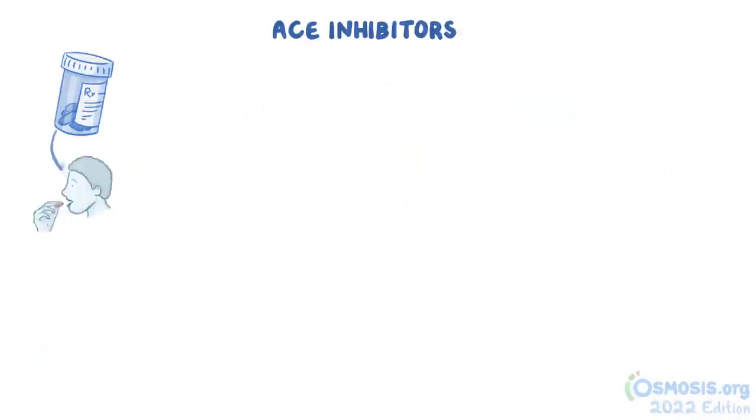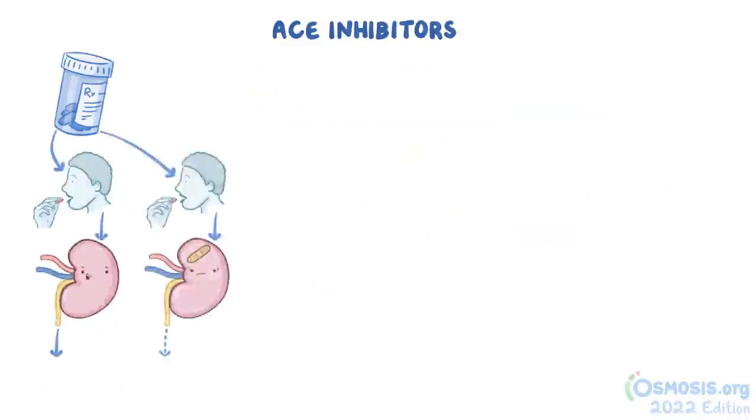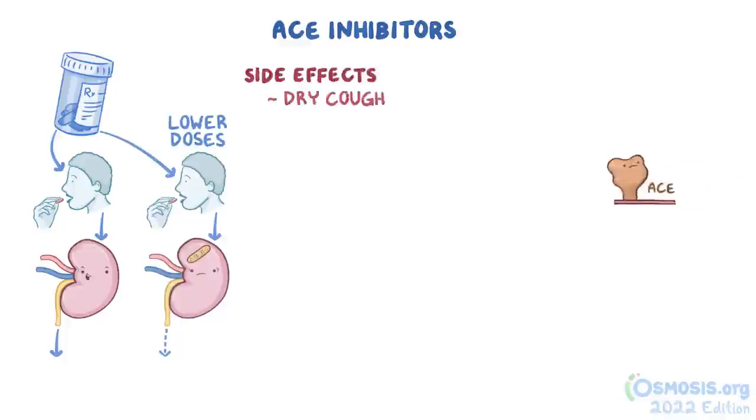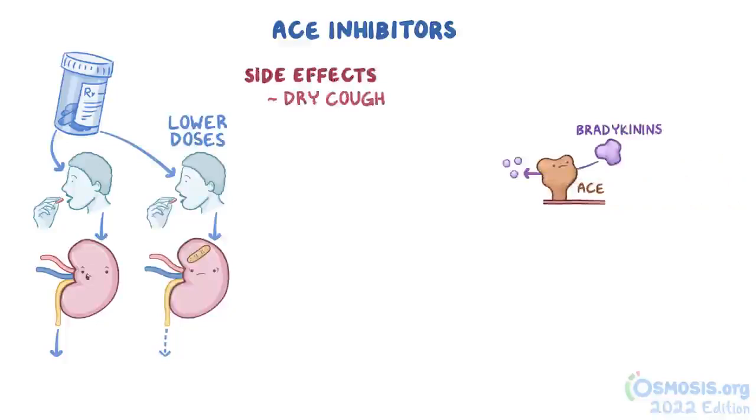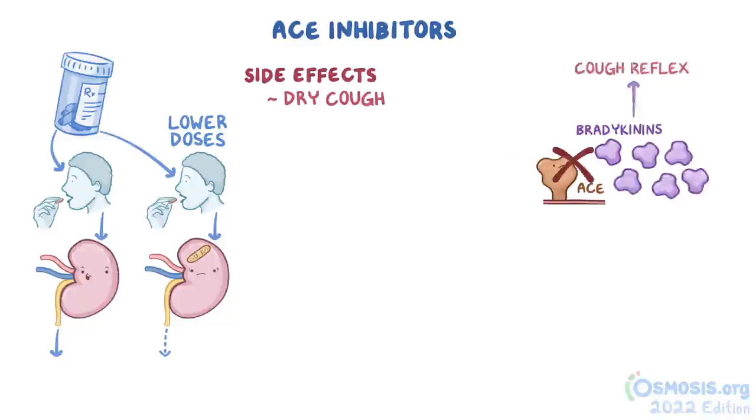Most ACE inhibitors are taken by mouth and they are eliminated by the kidneys, so care must be taken with people that suffer from renal impairment, who must receive lower doses. Now, the most common side effect of ACE inhibitors is a dry cough. Normally, ACE also breaks down bradykinin, so when the person takes ACE inhibitors, bradykinins accumulate and they're thought to induce the cough reflex. Another more rare consequence of bradykinin accumulation is angioedema, a painful swelling in the airways that's life-threatening.